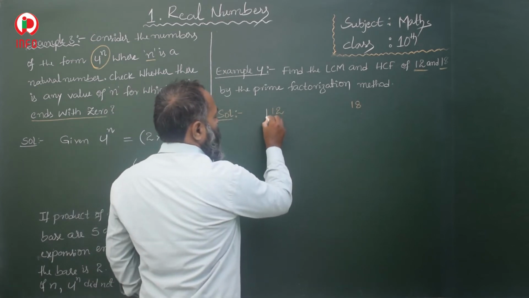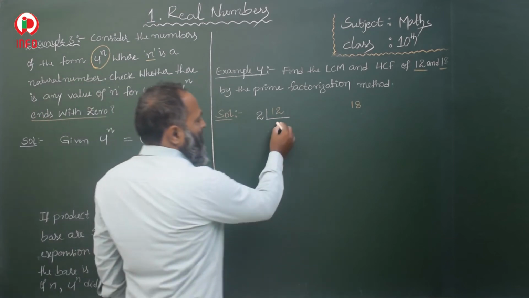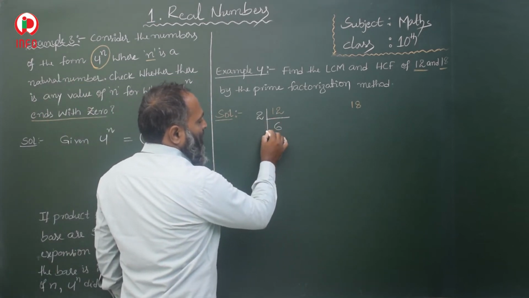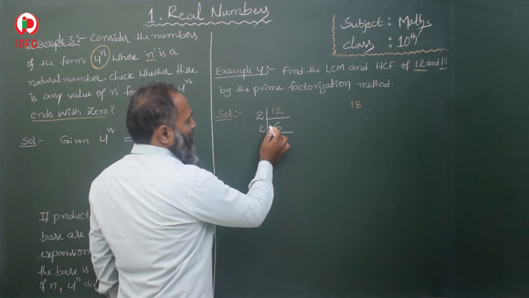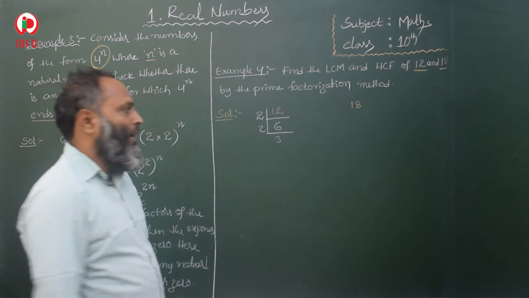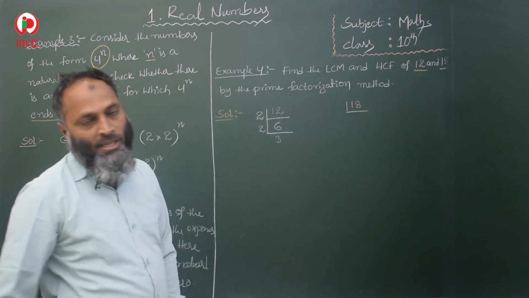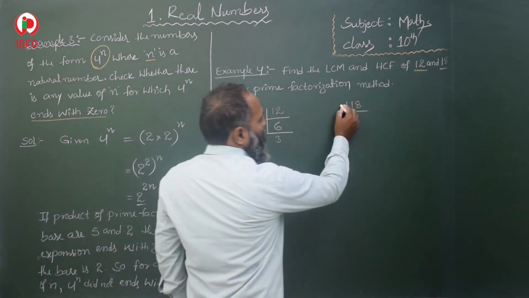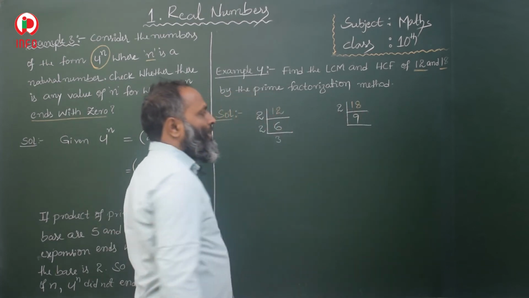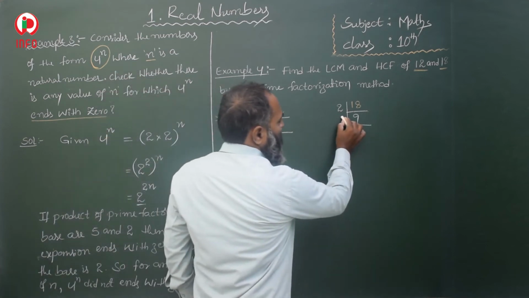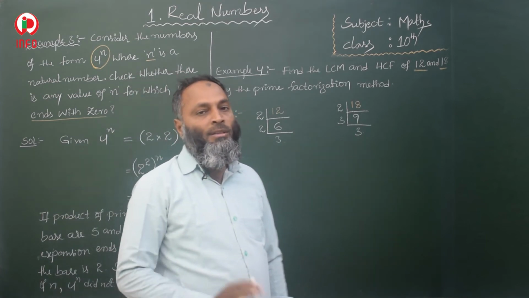See here, first, prime factorization of 12 and 18 means the product of prime factors. 12 is an even number, so it is divided by the prime number 2: 2 sixes are 12. Again 6 is divisible by 2: 2 threes are 6. 3 is a prime number, so we end here. 18 is a composite number and even, so it is divided by the prime number 2: 2 nines are 18. Again 9 is divisible by 3: 3 threes are 9. The last 3 is a prime number, so we stop there.